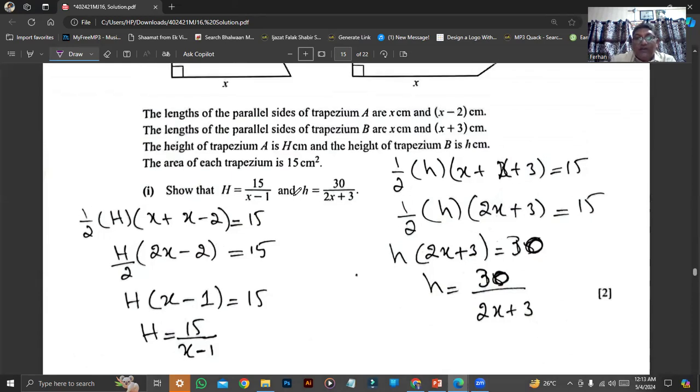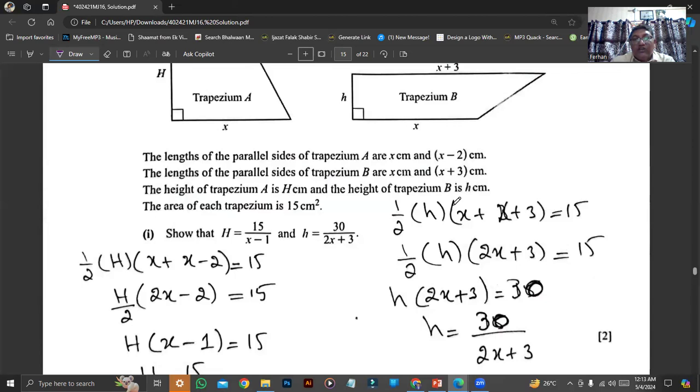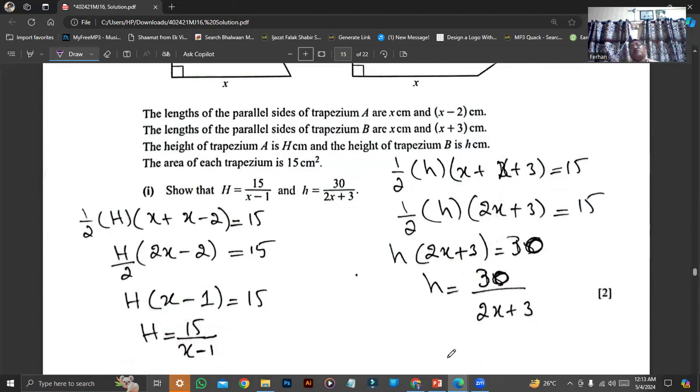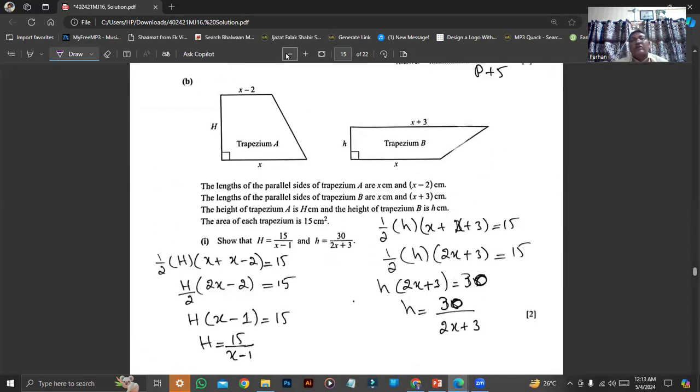Then I will apply the formula of the area of the trapezium on trapezium B. That is 1 by 2 into the height into the sum of the parallel sides. So you will have 1 by 2 into h into x plus 3 equals 15. So 1 by 2 into h, that is 2x plus 3. Take this 2 to the other side, it will become 30. So the h will be equal to, take this bracket to the other side, 30 divided by 2x plus 3. This was what you have to show. So it's a very simple and straightforward question. Hopefully you understand this. So let me reduce the size so you can see the whole thing together. It was an easy question.